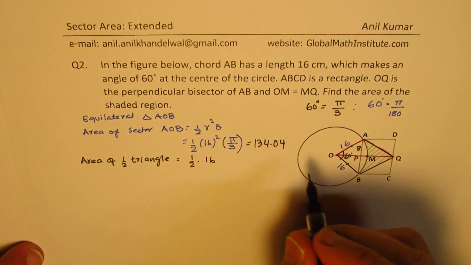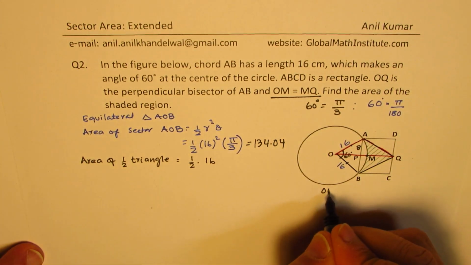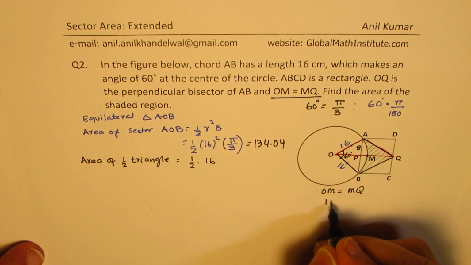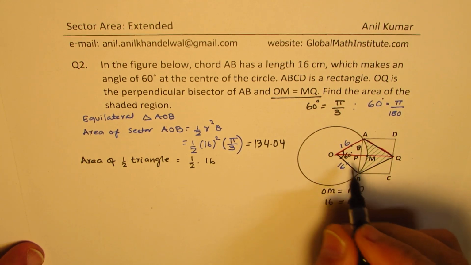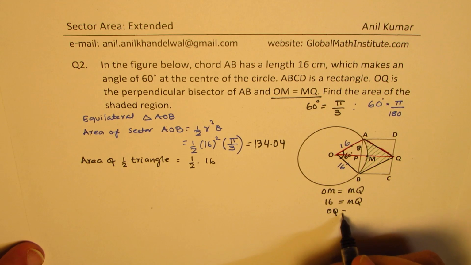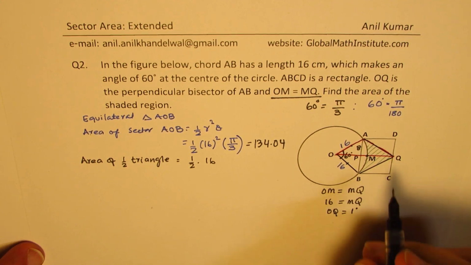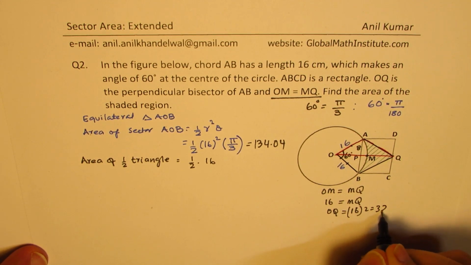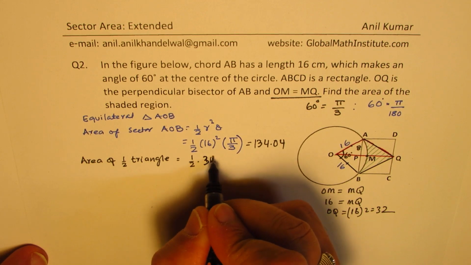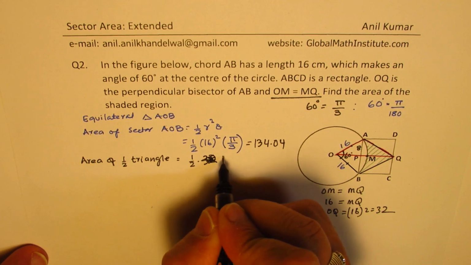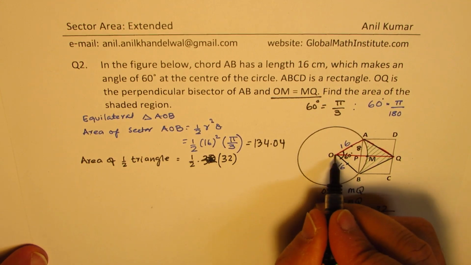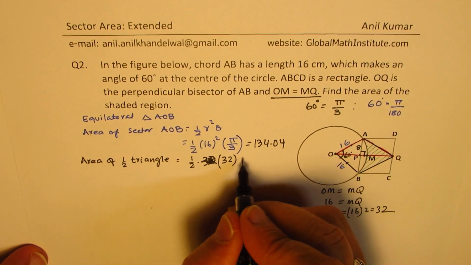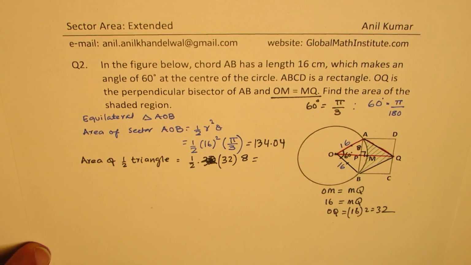So we'll write down here this portion. OM equals MQ. OM is radius, which is 16. So MQ is also 16. So O to Q equals 16 times 2, which is 32. So that is the base from O to Q, and the height is 8, half of 16, right? That's the right angle. That is what you get, right?